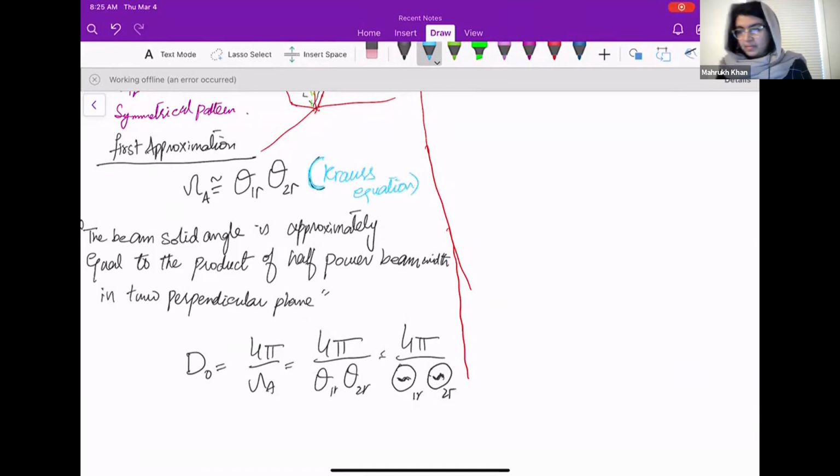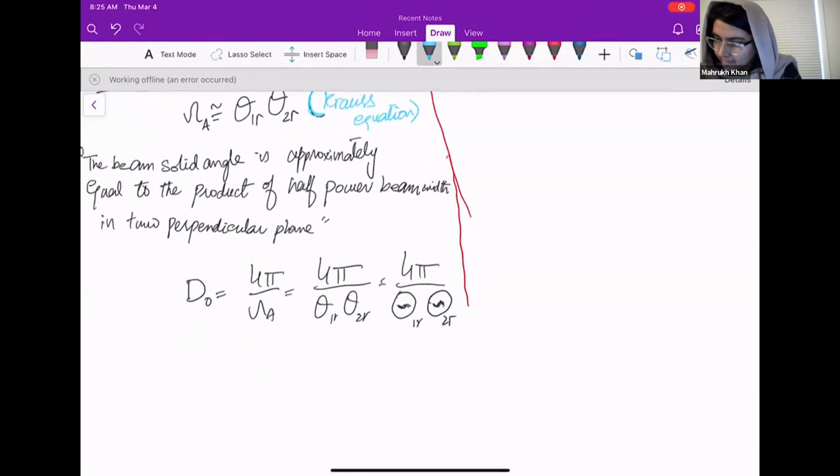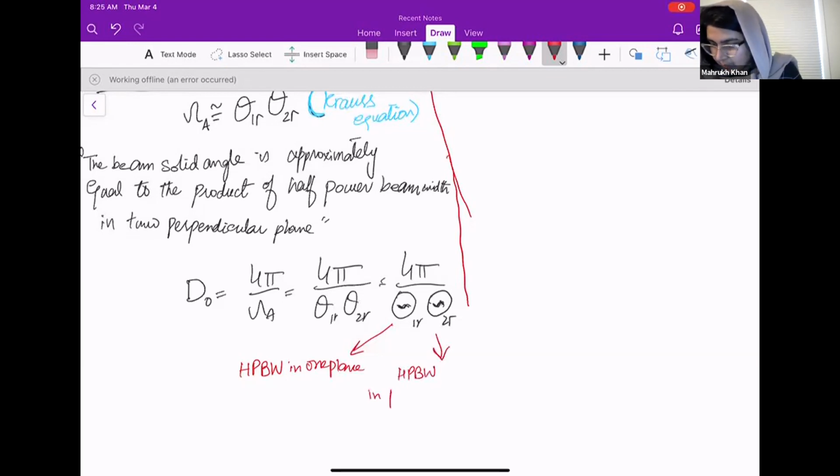Okay. And then you have all sorts of things, like you can define that this is your half power beam width in one plane, and this is half power beam width in the perpendicular plane.